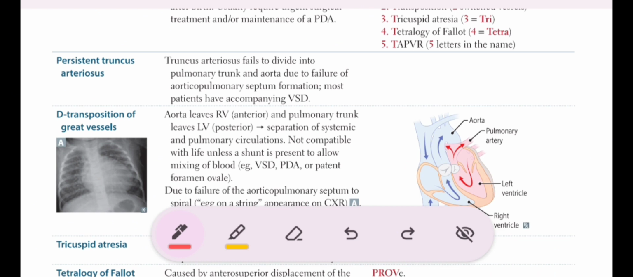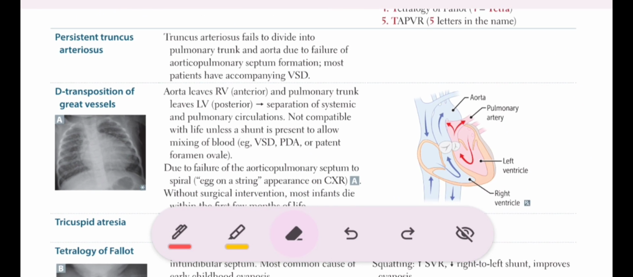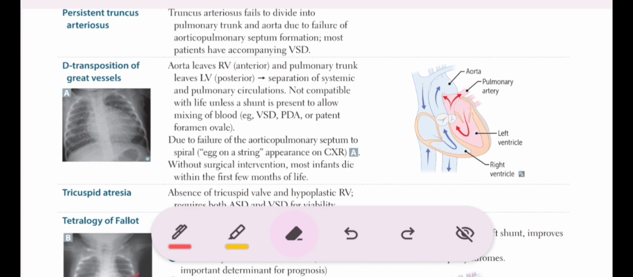So truncus arteriosus is a condition in which there is defective formation of the aortopulmonary septum, and since there is no aortopulmonary septum, the aorta and pulmonary artery are present within the same main blood vessel. Therefore, there is mixing of the oxygenated and deoxygenated blood, and the baby is born cyanosed.